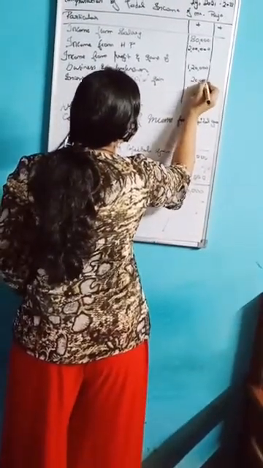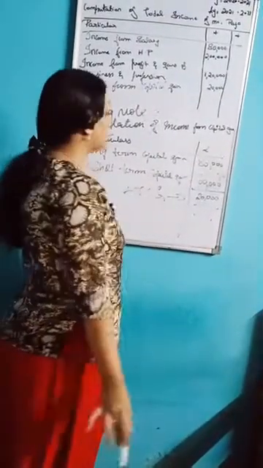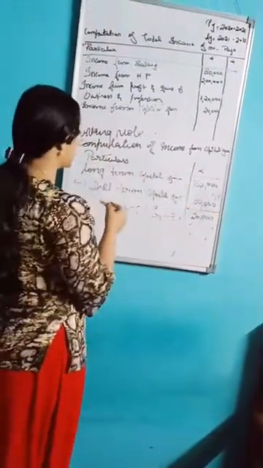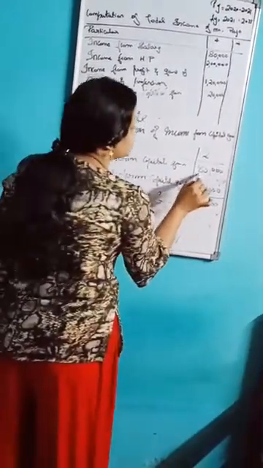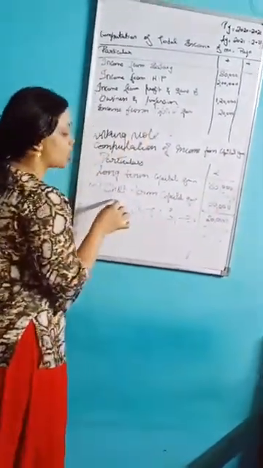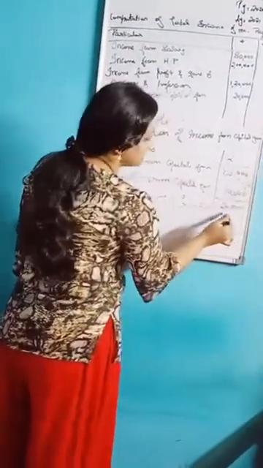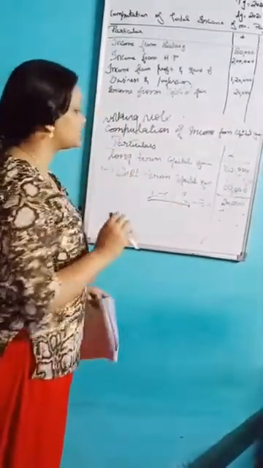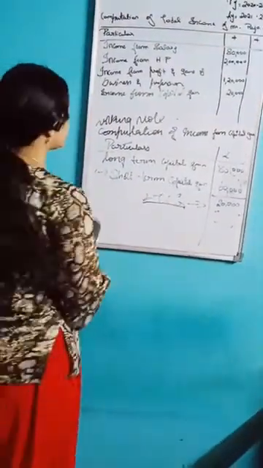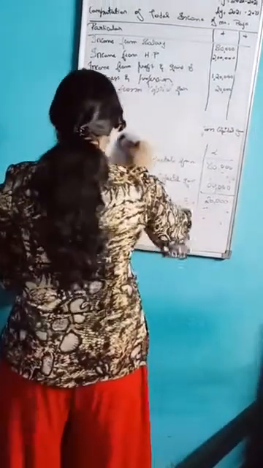20,000. So your computation of income from capital gain, that is particular and amount column. Long term capital gain, the question has given the value, that is 80,000. Short term capital 60,000. You should minus it, that is 20,000. That value comes under long term capital gain. Okay. Next one is income from other source.